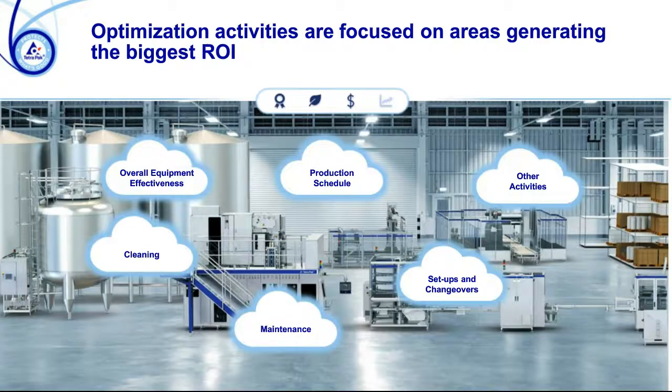With the cost mapping, we are able to focus on the right areas to give you the biggest savings, i.e. the biggest return on investment. So if we see that, for example, production schedule is something that needs to be optimized, then this is the area where we focus our activities.